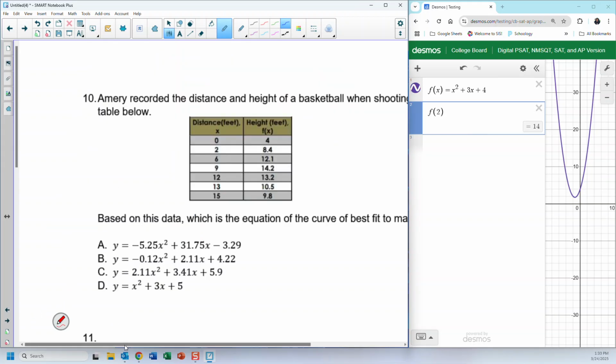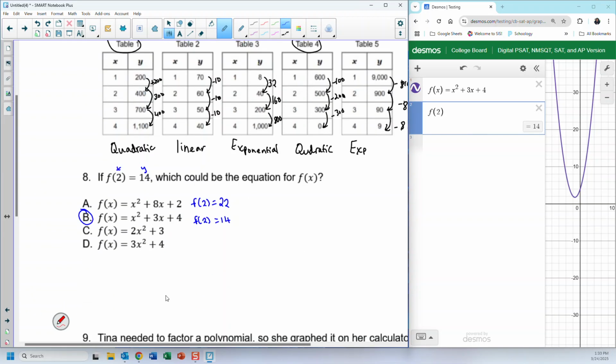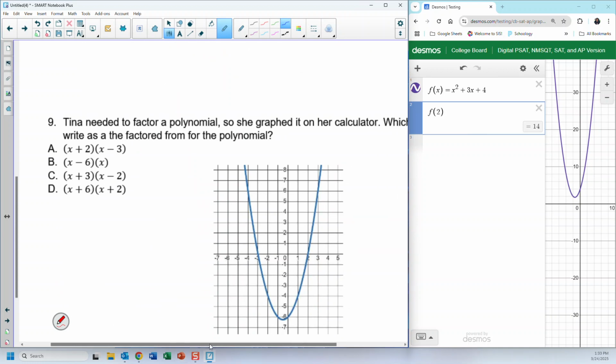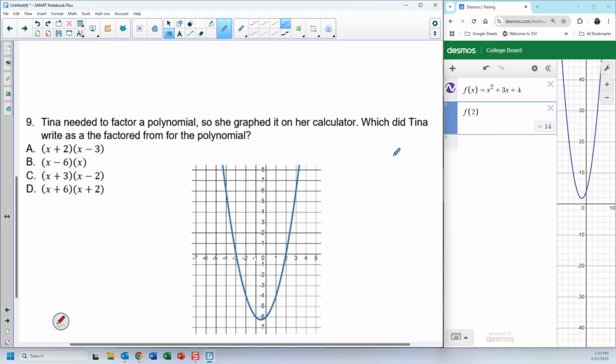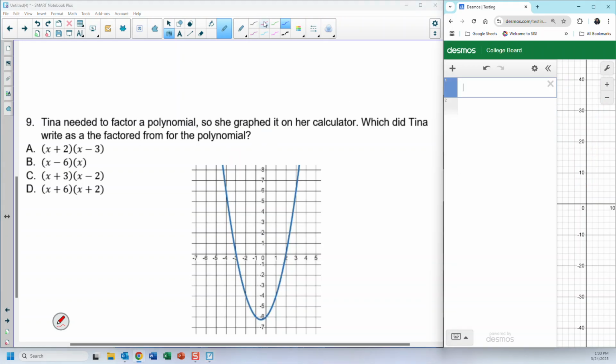All right, a couple more questions. Wait, am I missing number 9 on this page? Oh yes, right here. Tina needed to factor a polynomial, so she graphed it on her calculator. What did Tina write as a factored form? The easiest way to do it is to remember that this is a factor, but when I'm writing it in factored form, I have to take the opposite number. So if it's -3, you'd take positive, and if it's +2, you'd take negative. So that's the easiest way to do it.